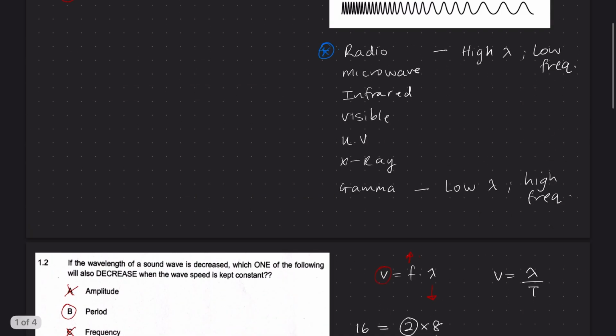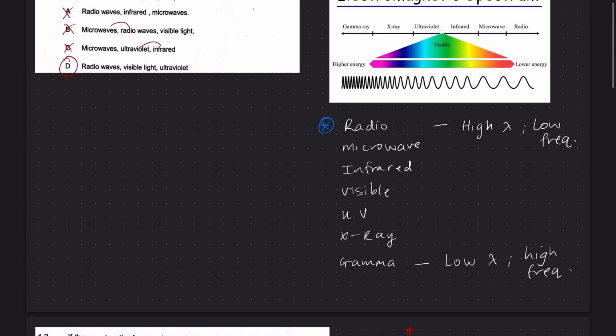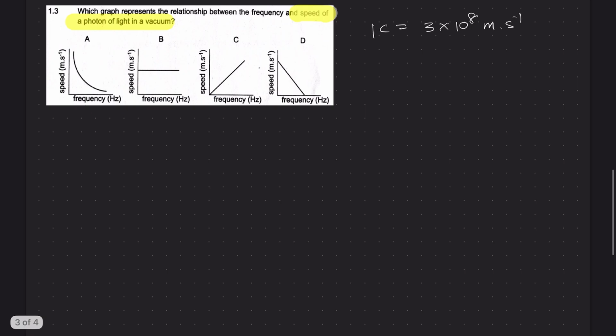Okay, so we can see it here in this diagram. All of the things in the EM spectrum, radio, microwave, infrared, UV, X-ray, gamma, they all move at a constant speed, 3 times 10 to the power 8. But they all have different frequencies. So the answer to this would be B, that the speed is unchanged.